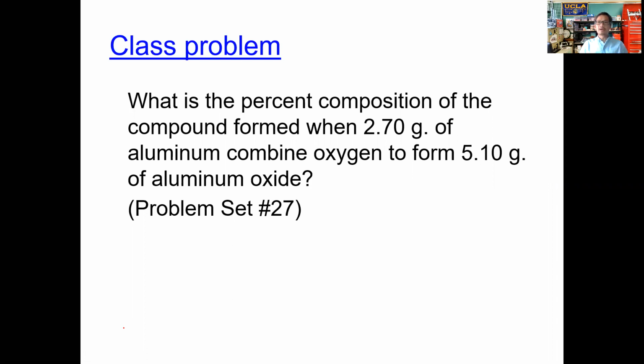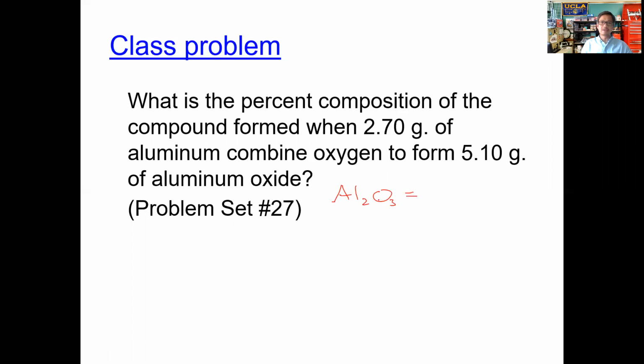Let's see what you did here. Let's work this one out together. Let's identify what we're given. We have some compound. This compound is made up of aluminum and oxygen. I think at this point, most of us will recognize that this is aluminum oxide, so I'll just write down the formula for aluminum oxide.